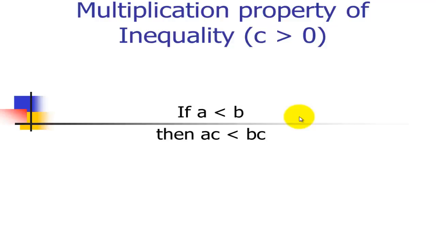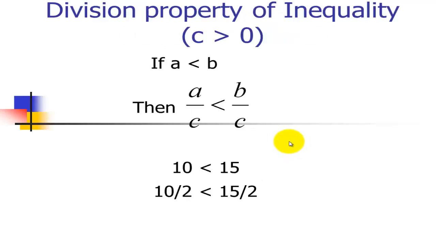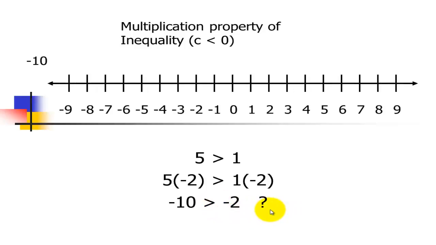The only difference here is that if you are going to multiply or divide by a negative number, for example, if C is negative and we have 5 greater than 1, if you multiply both sides by a negative number, this will become negative 10 and this one is negative 2. Can we still say that negative 10 is greater than negative 2? Not anymore. So we have to flip the inequality. So negative 10 is now less than negative 2. From the previous video, this is what we mentioned as the big but theorem.